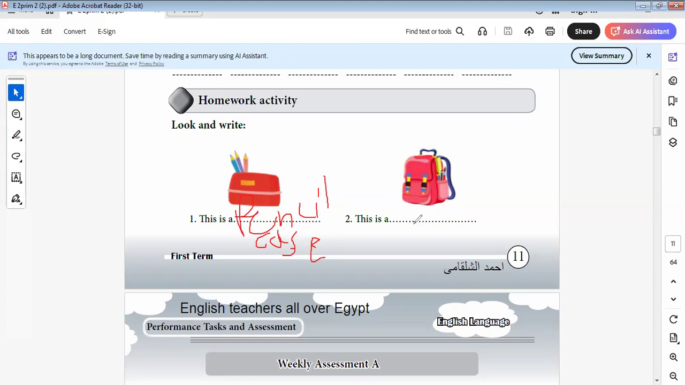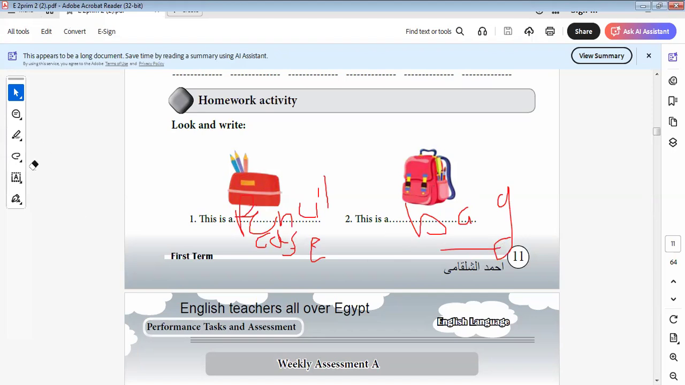So to avoid wrong spelling and grammar mistakes, you can say "This is a something." It's an easy and simple sentence to be correct, and easy for the person who corrects the exam to give you the full mark. Okay, this is a bag. So here it is: this is a bag, and this is a pencil case.